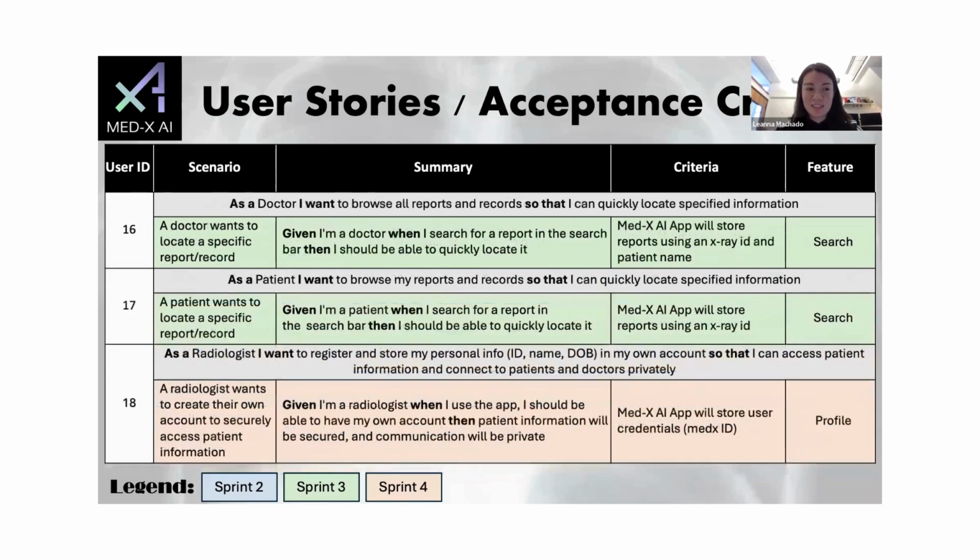And then in the next slide, in sprint 3, the web app is expected to store reports using an X-ray ID and patient name for the search feature to quickly locate specified reports. And then next.